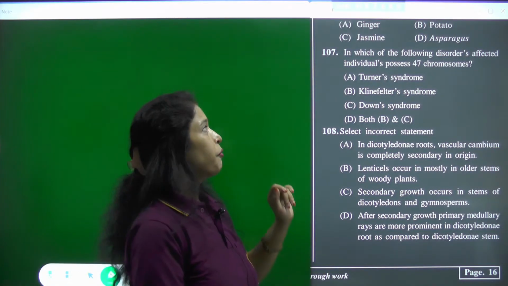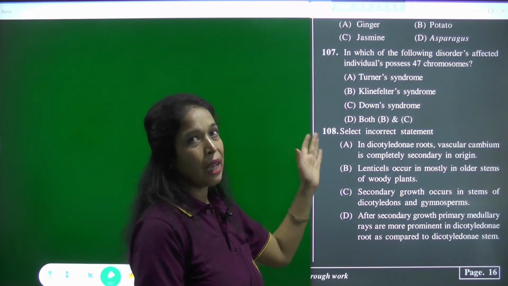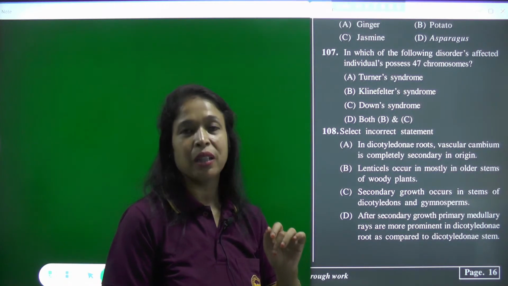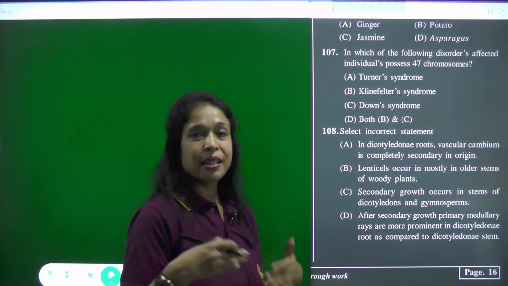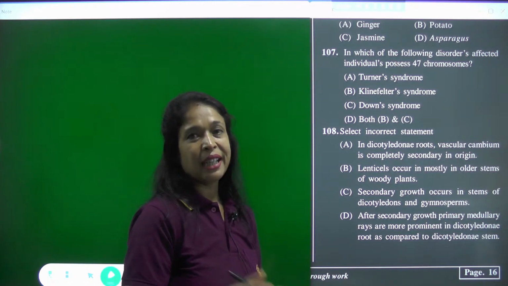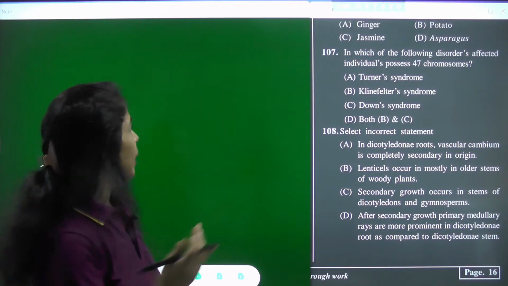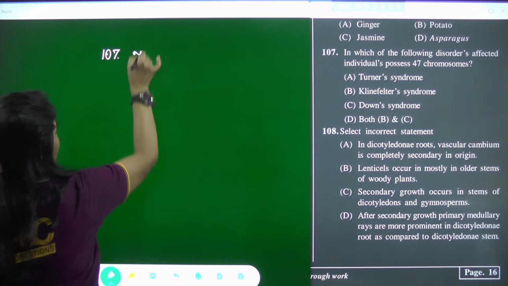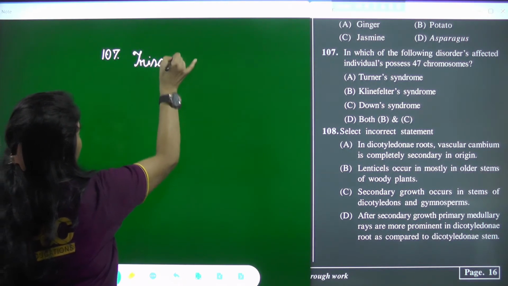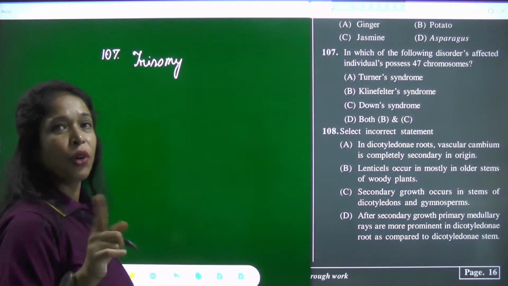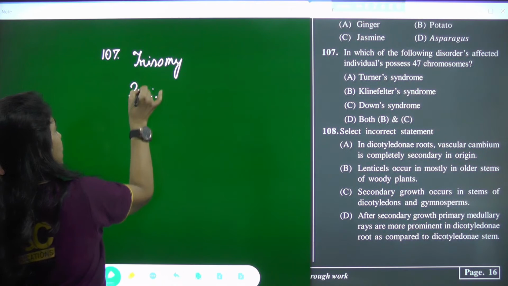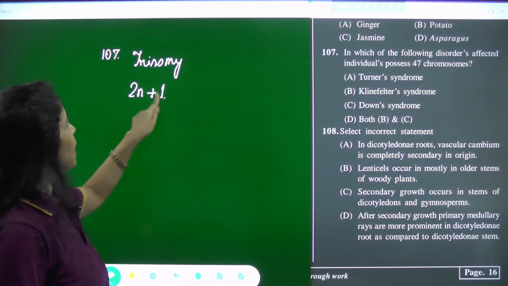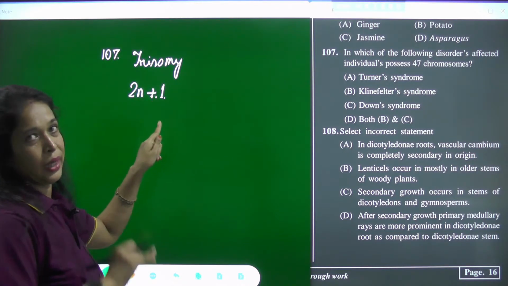Next, in which of the following disorders will the affected individual have 47 chromosomes? Normally a human possesses 23 pairs, that is 46 chromosomes. This is having an extra chromosome. It's a type of aneuploidy, having an extra chromosome, and what type of aneuploidy is this? Trisomy, because having 47, that is 2n normally, but here one extra chromosome is there. 2n plus 1, trisomy, 46 plus 1.